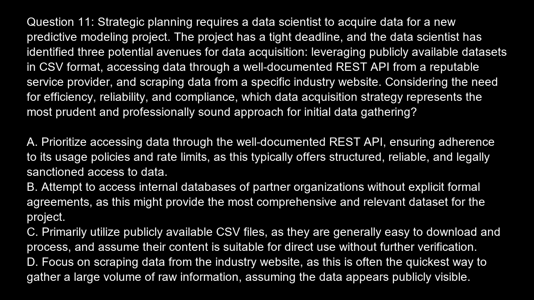Option B. Attempt to access internal databases of partner organizations without explicit formal agreements, as this might provide the most comprehensive and relevant dataset for the project. Option C. Primarily utilize publicly available CSV files, as they are generally easy to download and process, and assume their content is suitable for direct use without further verification. Option D. Focus on scraping data from the industry website, as this is often the quickest way to gather a large volume of raw information, assuming the data appears publicly visible.